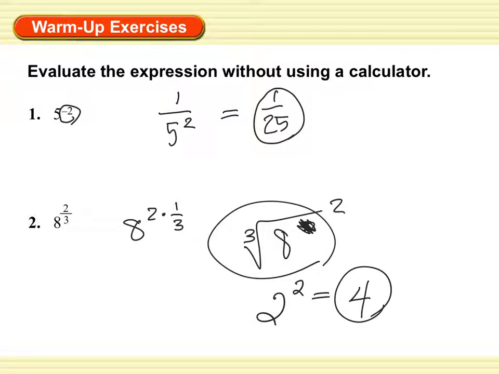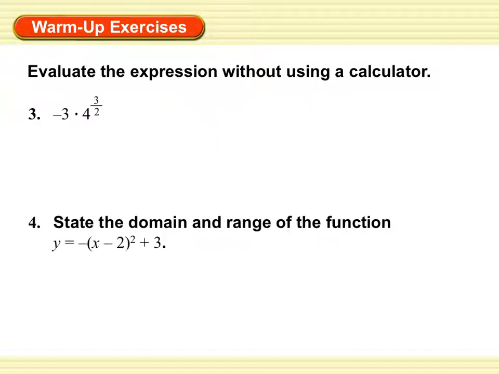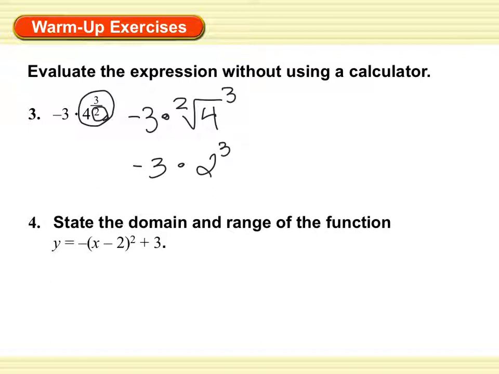I know you can use a calculator on that one and get the same answer, but knowing how everything works, knowing what a fraction means is really important. So evaluate the expression without using a calculator. Let's look at this thing first. That means that I'm taking a second root of 4, a square root of 4, because that's that right there. And then I want to cube it, and then multiply it by -3. So square root of 4 is 2, to the 3rd power is 8. And that gives me -24.